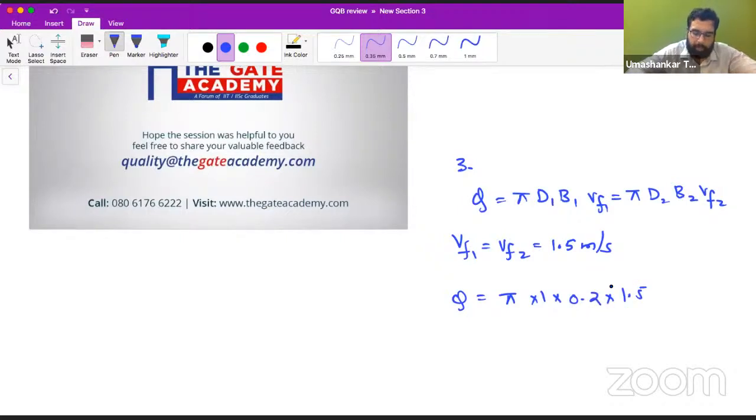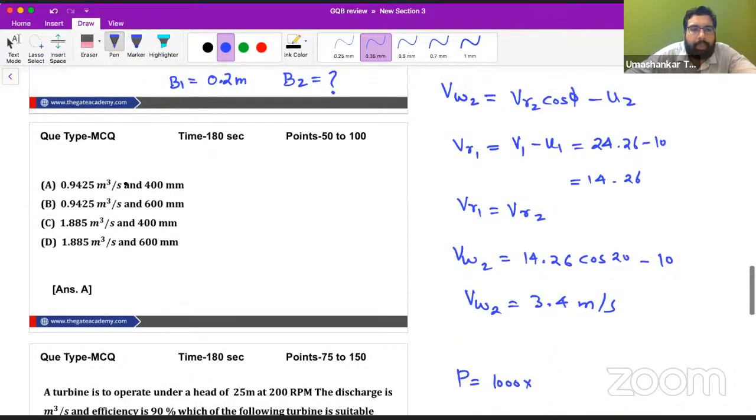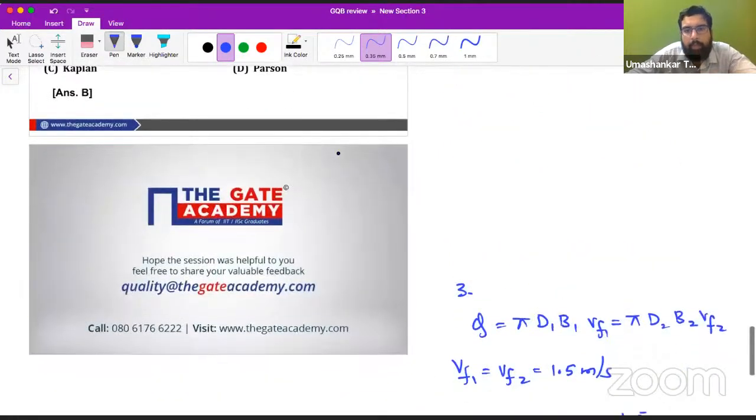So how much are we getting from here? We are getting pi into 0.2 into 1.5. So we are getting 0.9424 meter cube per second, right? So either A can be correct, or B can be correct. From this Q value, we can say that.